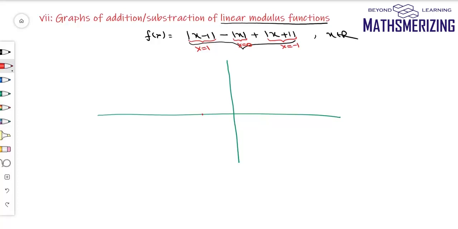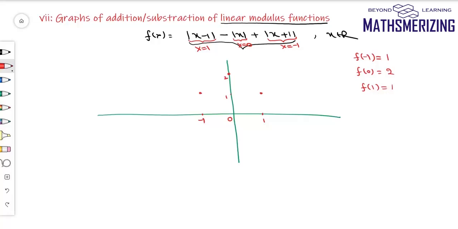So I'll mark -1, I'll mark 0, and I'll mark +1. Now I'll find the value at each of the 3 points. If I put x as -1, I'll get f(-1) equals 1. If I put x as 0, I'll get this value as 2. And if I put x as 1, again I'll get this value as 1. So I'll mark all the 3 points. At -1, this value is 1. At 0, this value is 2. And at +1, this value is again 1.